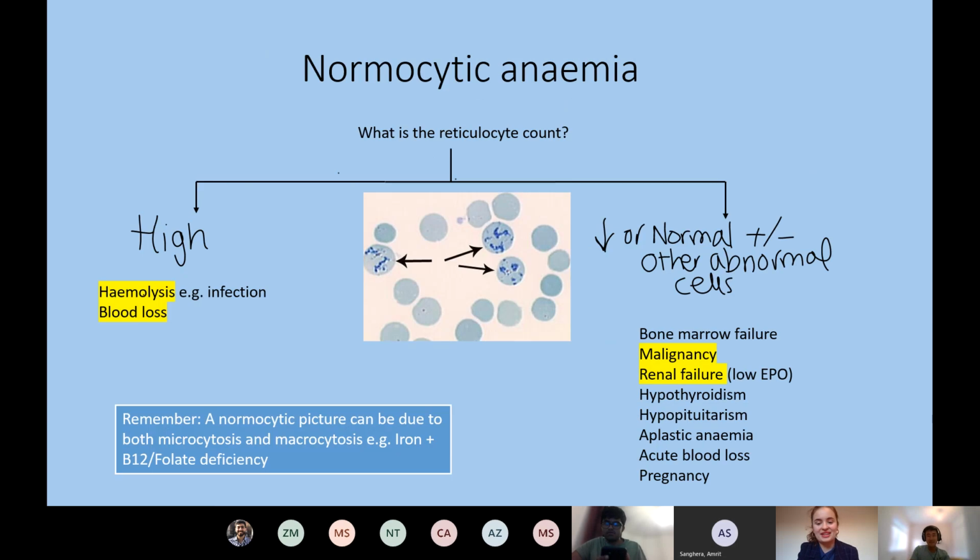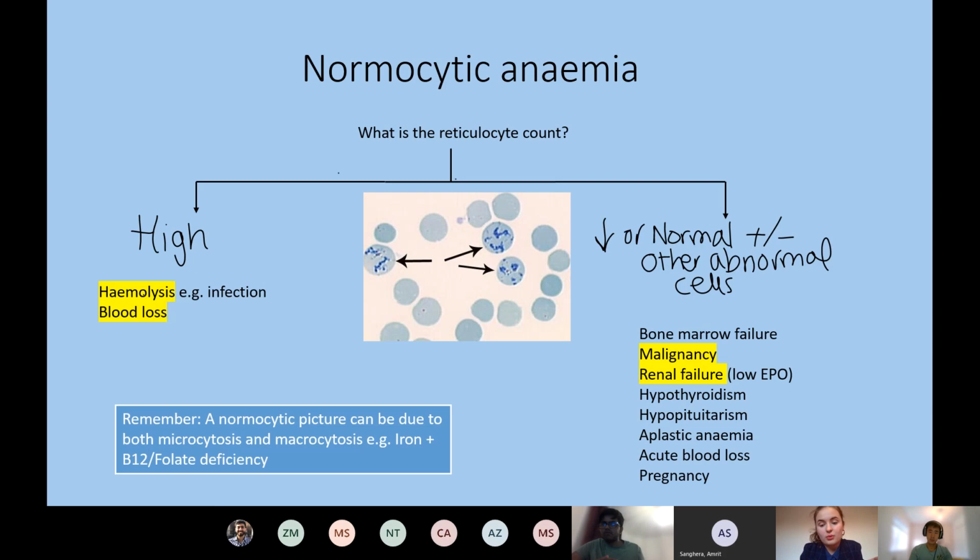Okay, so normocytic anemia. So the cells are normal size, and the way to split these up, which I find helpful, is talking about these cells here, which have DNA remnants in them. So these are the reticulocytes. So it's whether you're finding high levels of reticulocytes on your blood films. And reticulocytes, the precursors to erythrocytes, as you'll probably remember vaguely from first year, are pretty rubbish at carrying oxygen. So your body pumps them out to try and compensate for blood loss, and it just doesn't do a very good job.